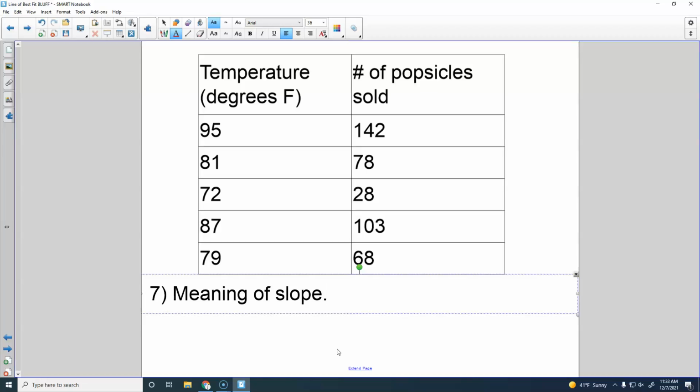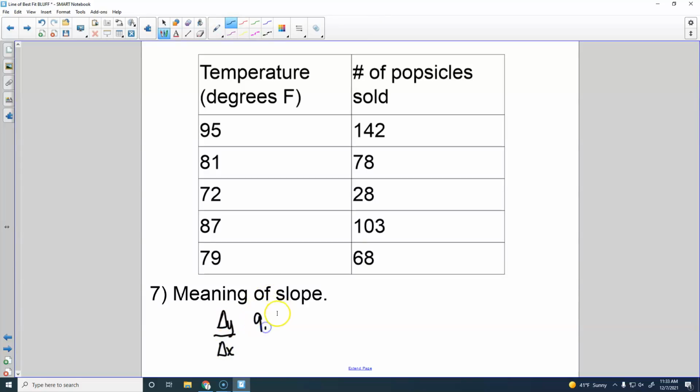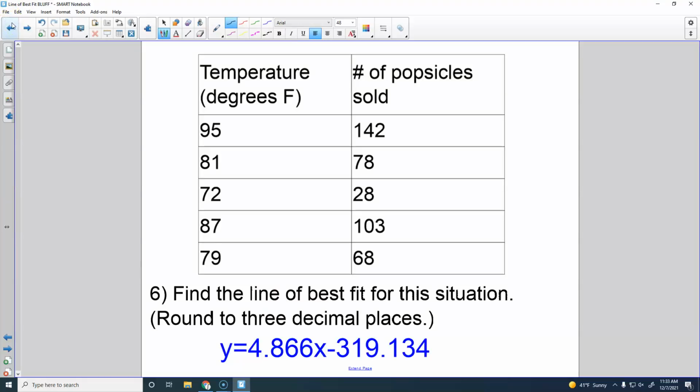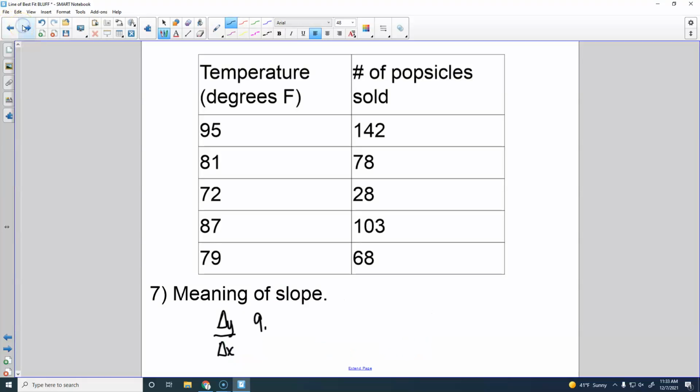Okay. So, alright, so check slope. Let's talk about this real quick. And this is going to have to be it. Team 2 is going to be our winners. But slope is changing Y over changing X. Your number is like 9 point what? Guys, quiet. 9 point what? For slope? Oh, 4. 4.866.